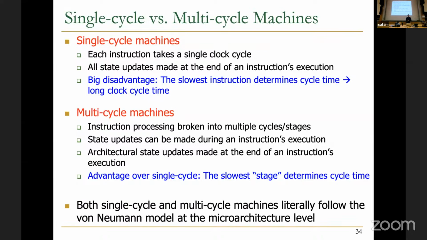But what we will not violate, at least in the design of these two machines that we're going to see, is that both single cycle and multi-cycle machines literally follow the von Neumann model at the microarchitecture level. So we're not going to violate the von Neumann model even at the microarchitecture level. We're going to violate that next week when we introduce pipelining, because we're going to start executing the next instruction before we finish the previous instruction. And that's clearly a violation of the von Neumann model, right? Von Neumann model says you go to the next instruction only after you finish the current instruction.